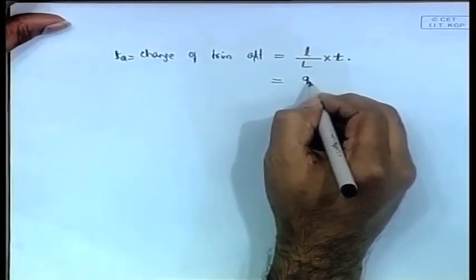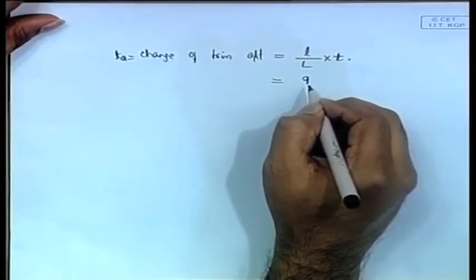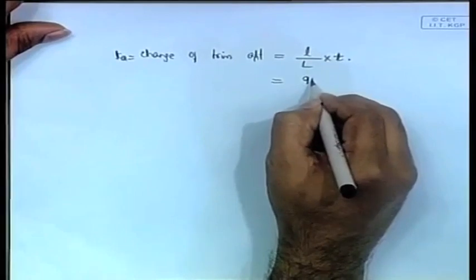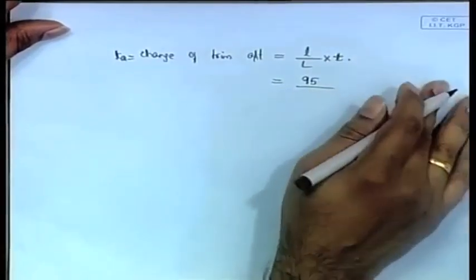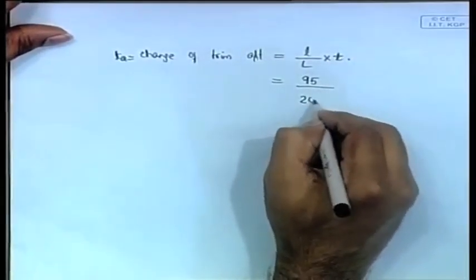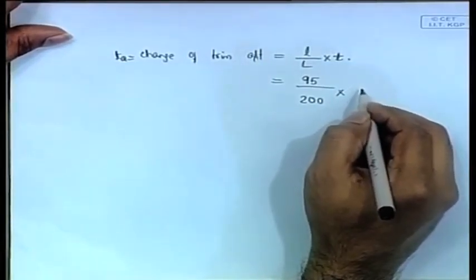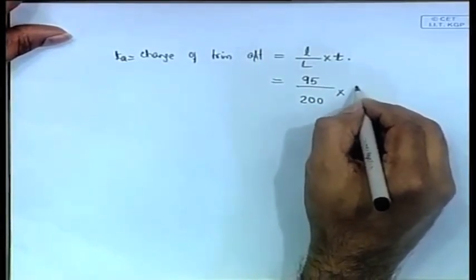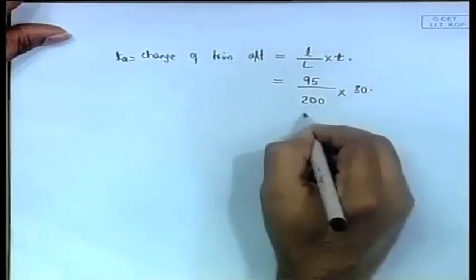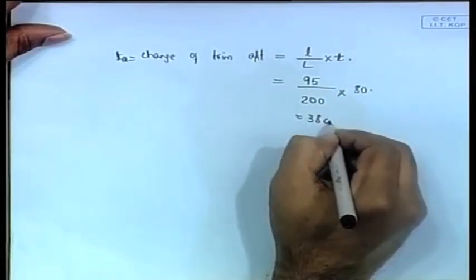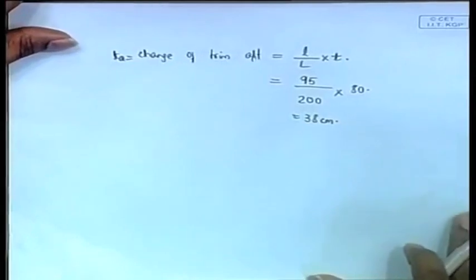T aft is equal to L by L, where the first L is the distance of the center of flotation from the aft perpendicular, divided by L, the total length of the ship, into the total change in trim. The total change in trim is 0.8 meters or 80 centimeters. So, this will come to 38 centimeters. This is the change of trim aft.